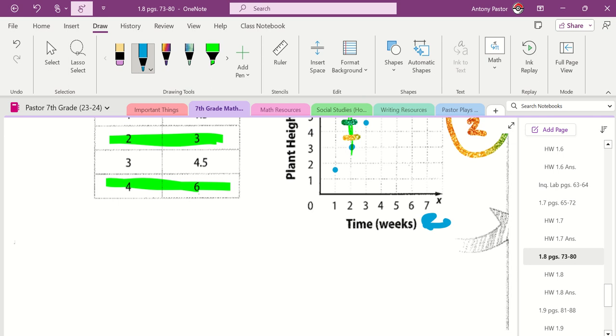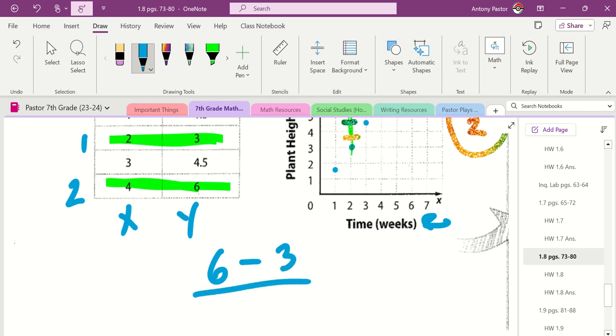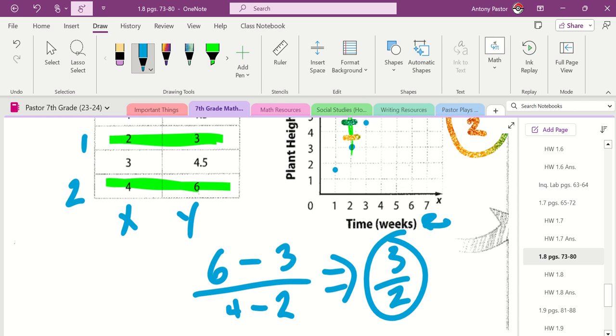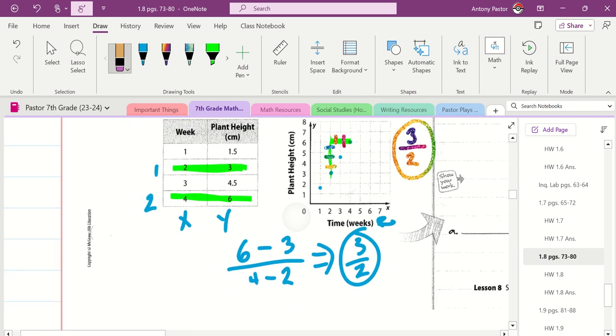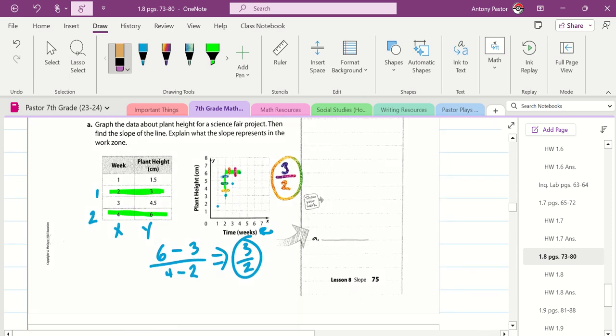So remember, this is x and this is y. This is point 2, this is point 1. So y2, which would be 6, minus y1 would be 3, over x2, which would be 4, minus x1, which would be 2. This will give us 3 over 2, which is still what we got when we counted our slope, 3 over 2. So we should be good. Our slope should be 3 over 2.